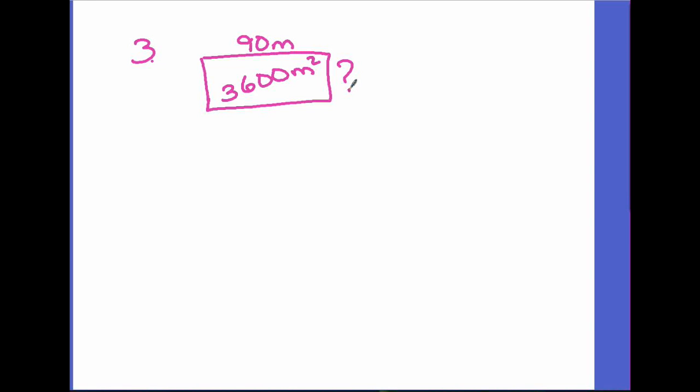How do you think I'm going to find that? How do you find area? Well, how do you find area to begin with? You multiply the length times width. Okay, you do length times width, but we don't know what the width is. So how are we going to find the width? Go ahead. You're going to divide 3,600 by 90.